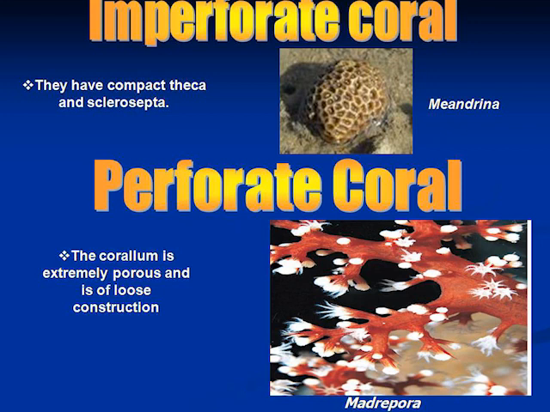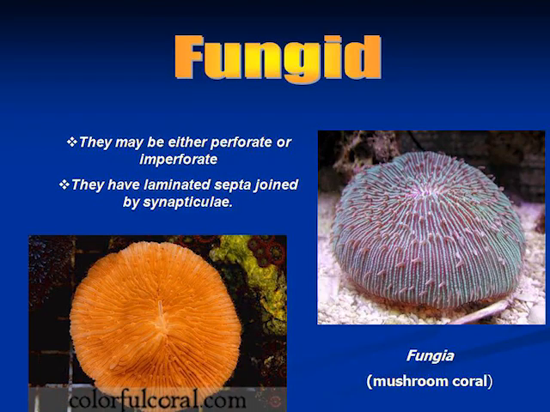As the name goes, for the perforate coral, a common example is Madrepora, and the outer shell is of very loose construction. Now coming to the fungid one, it may be either perforate or imperforate. They have laminated septa which are joined to each other by synapticuli. Very common examples are the mushroom corals that you can see in this presentation.